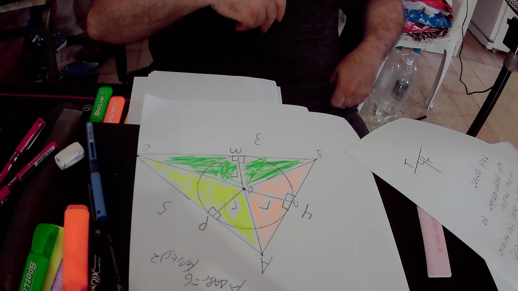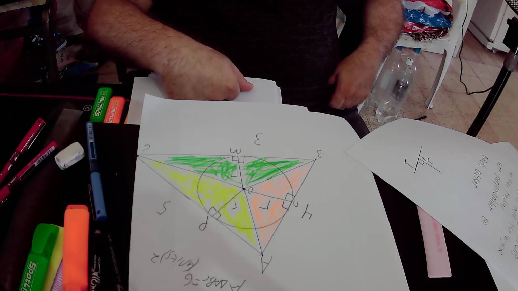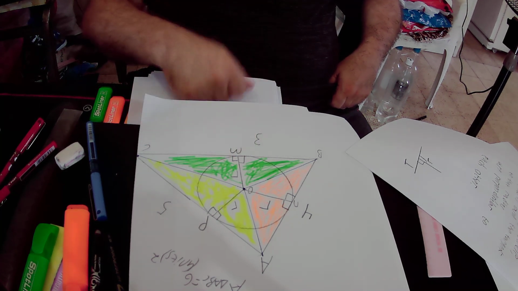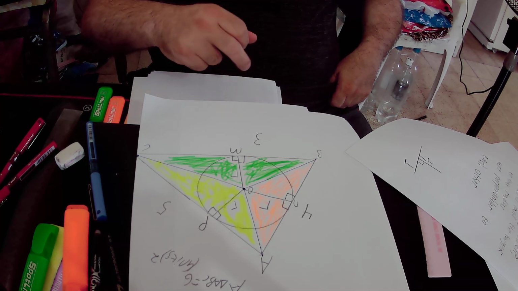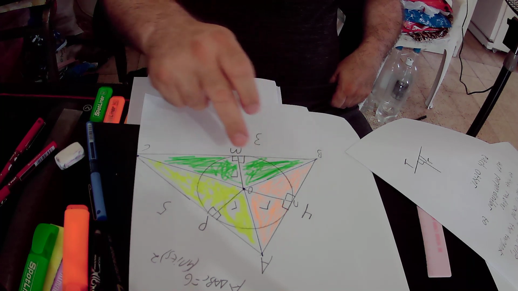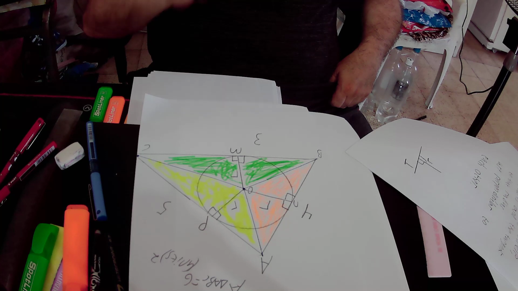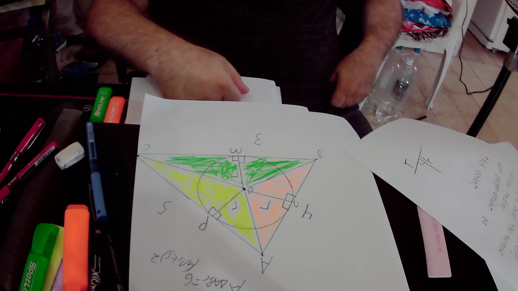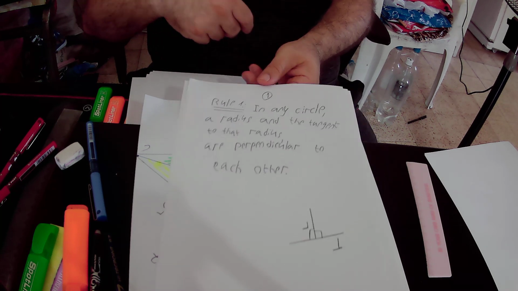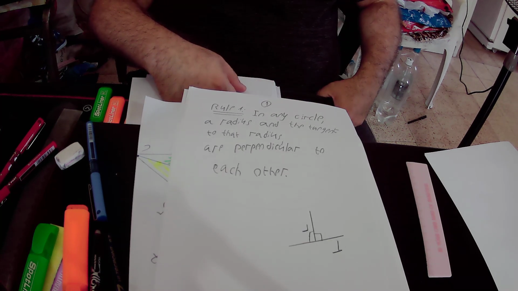Okay, and as I've already said, segments ON, MO, and OP are the radiuses of this circle, because they all start from the center and end at a point on the circle itself. So they are defined as the radiuses of this circle. And we have rule number 1 that states that in any circle, a radius and the tangent to that radius are perpendicular to each other.